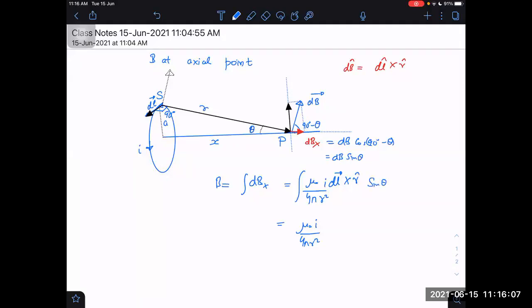But don't worry about any of these terms. It is a very simple result at last. You will understand why it is so simple. Yes, sir. Only dl is variable, sir. dl cross r vector divided by r also I could have taken. Then outside it will become r cube, right? Outside it will become r cube if I take the total r vector.